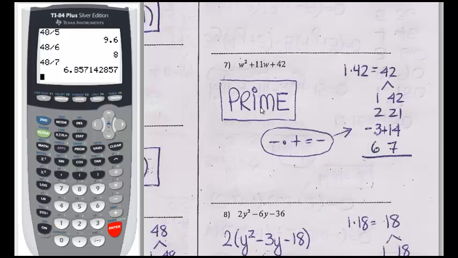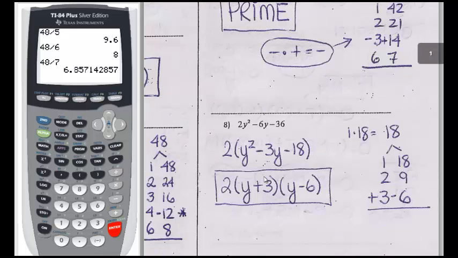Okay. Next problem. Next problem does not have a 1 in the beginning, but always before you do anything, ask yourself, can I factor anything from all three terms? And in this particular case, you can factor out a 2. You can factor the 2 out, then 2y squared divided by 2 is y squared. Negative 6y divided by 2 is negative 3y. And negative 36 divided by 2 is negative 18.